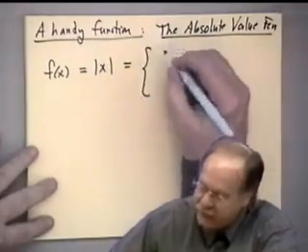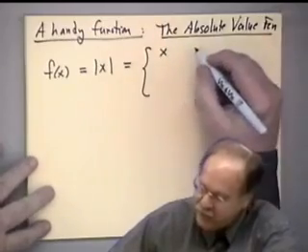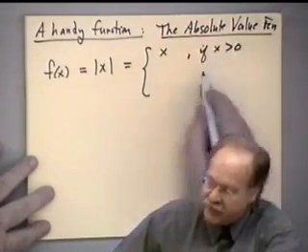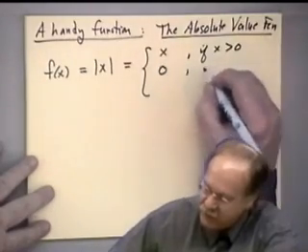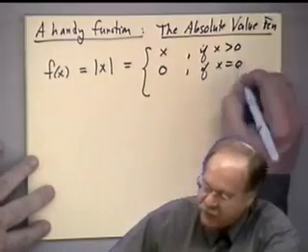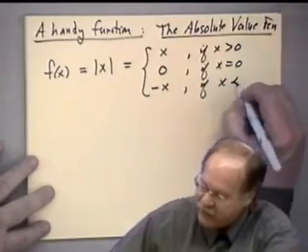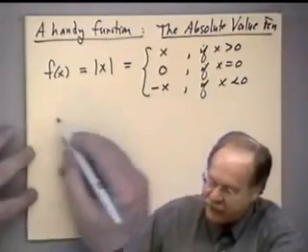And we will define this in 3 parts. It is equal to x itself if x is a positive number, x is greater than 0. It is equal to 0 if x is equal to 0. And it is equal to minus x if x is less than 0, that is to say when x is negative.